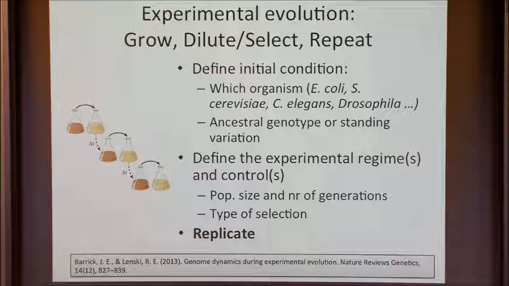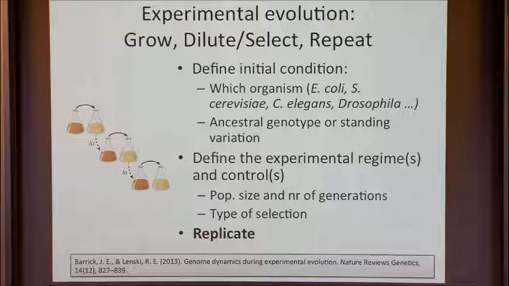What you have to do is define your initial condition, and there are some very popular model organisms, and why they are popular, I will mention later on. Also E. coli, budding yeast, the worm C. elegans, fruit fly. And then you can decide whether you want to start with a single ancestral isogenic strain, or whether you want to start with some pre-existing standing variation. That leads to important differences in the dynamics of adaptation, because obviously if you start with just one ancestral genotype, then you have to wait for mutations to come in until something happens.